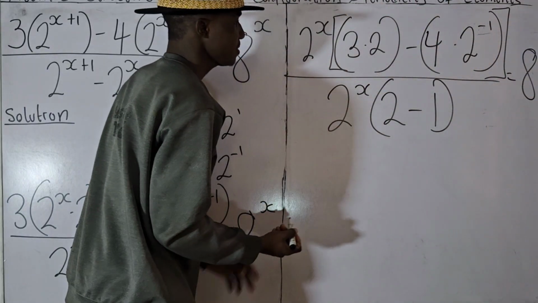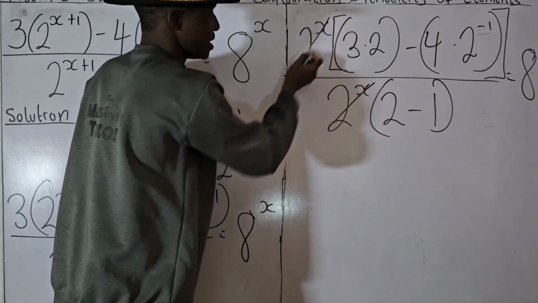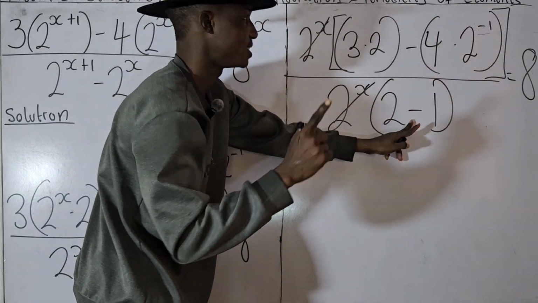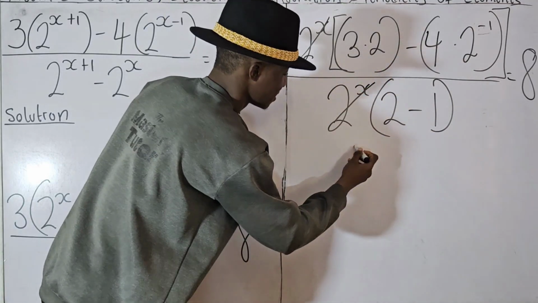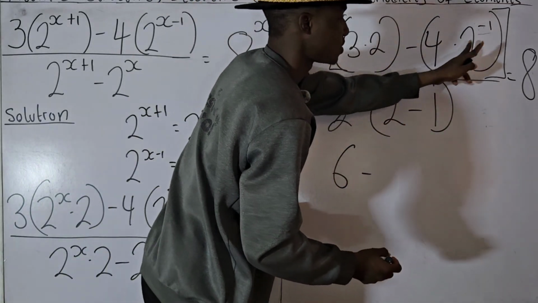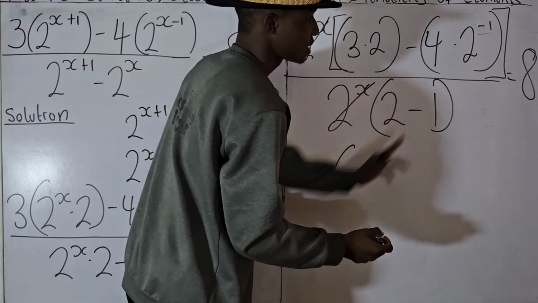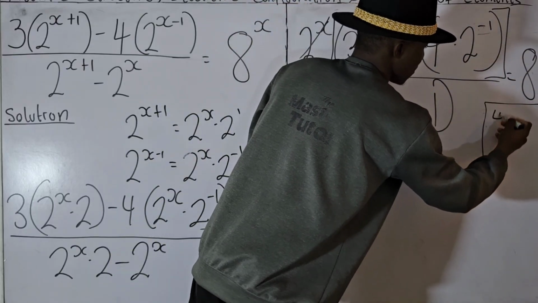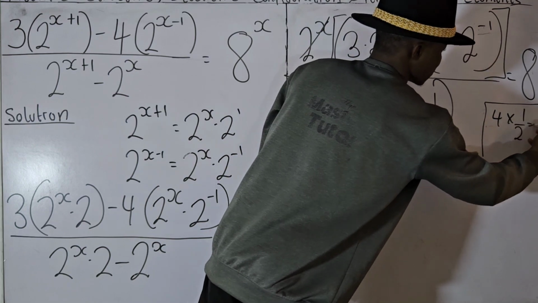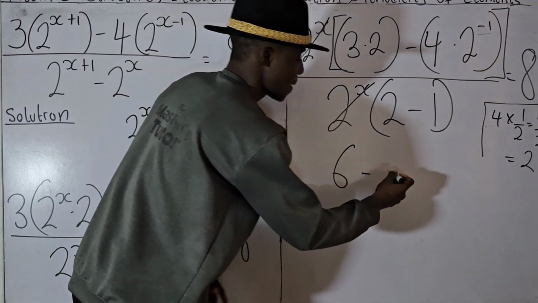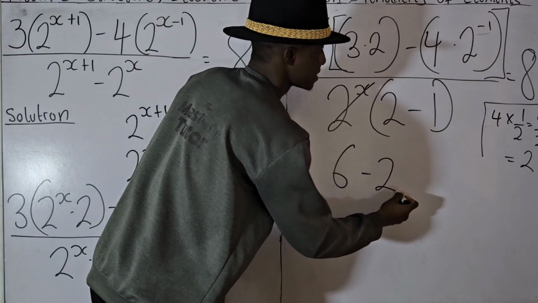Okay. 2 raised to the power of x will eliminate 2 raised to the power of x, right? So 2 minus 1 will give us 1. Is that not it? 3 times 2, that is 6. Minus, 4 multiplied by 2 raised to the power of negative 1. 2 raised to the power of negative 1 is 1 over 2. Let's quickly do it here. 4 times 1 over 2, that is 4 over 2. 4 over 2 is 2. So I'm going to have 6 minus 2, right?